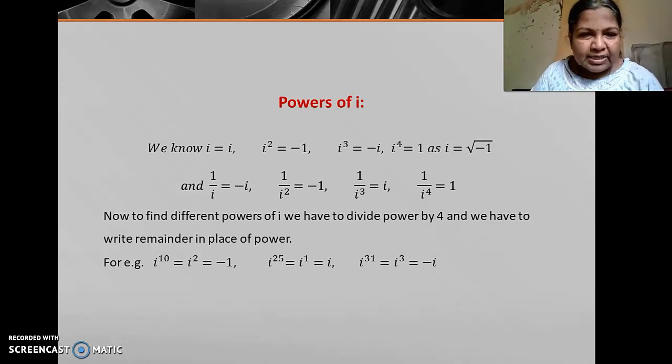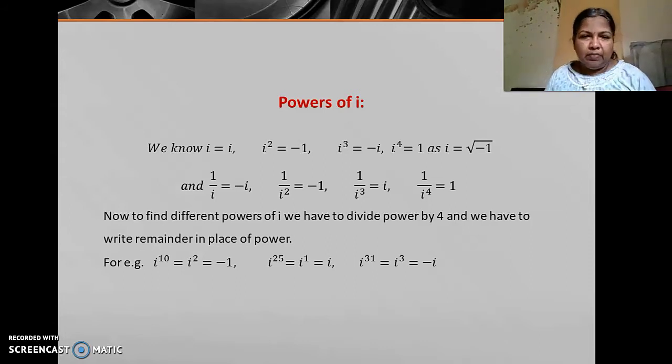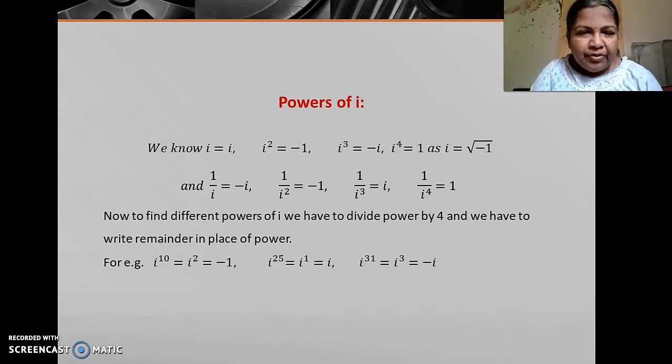Now if you want a general power of i, suppose I want i raised to 10, then the method to find it is to divide the power 10 by 4. Why 4? Because i raised to 4 is 1. We have 4 numbers repeating. Therefore, we divide it by 4 and find the remainder. So 10 divided by 4, the remainder turns out to be 2. Therefore, i raised to 10 is equal to i raised to 2, and it is equal to -1.